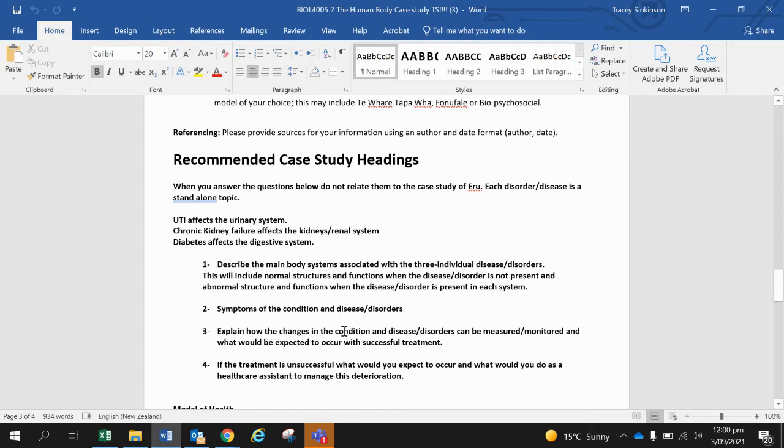Now, explain how the changes in the condition, the UTI, the disease, can be measured and monitored. All right. And then what are you expecting with successful treatment? So this is where you're going to talk about how urine should look, smell, quantity, volume, frequency. And if someone has a UTI, what are the symptoms of that urine that you're monitoring, so to speak, as a healthcare assistant? It would be smell, color. Don't just say smell, color, fever. I want you to go into what sort of smell, what color might it be, so you're comparing the two.